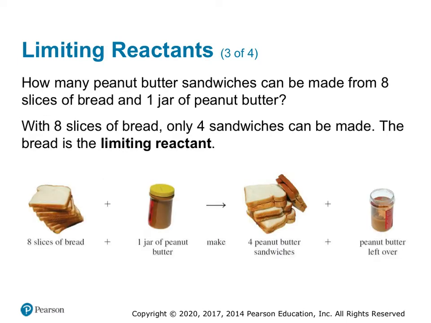So how many peanut butter sandwiches could be made from 8 slices of bread and 1 jar of peanut butter? Well, with 8 slices of bread, we could make 4 sandwiches, and we run out of bread. There's peanut butter left over, but what limits the amount of sandwiches we can make is the amount of bread. So the bread is what we term the limiting reactant.